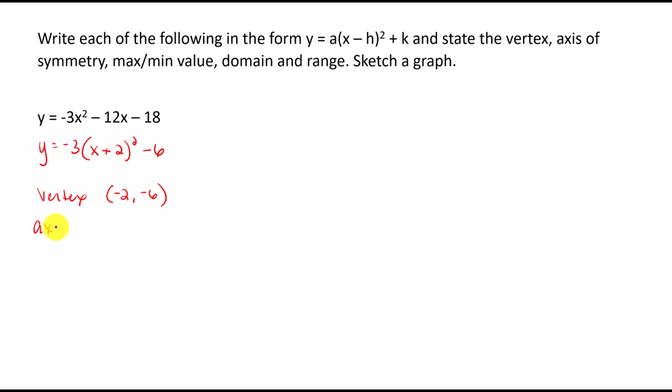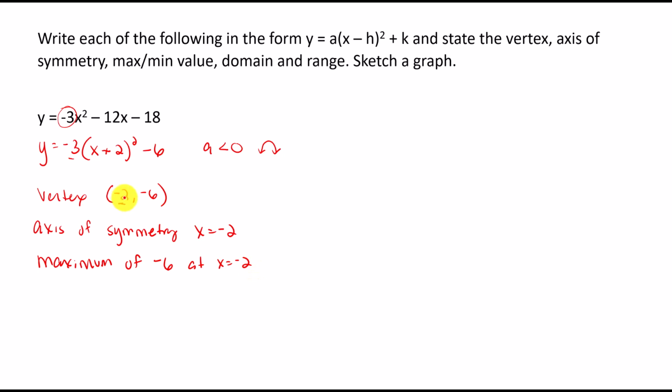The axis of symmetry is going to be x equals whatever this value is. So x equals -2. In this case, you need to look at a. You can look here or here. A is less than 0, a is negative, so my graph opens down, which means I have a maximum. And I have a maximum of my y value, which is -6, but it occurs at x equals -2, okay?